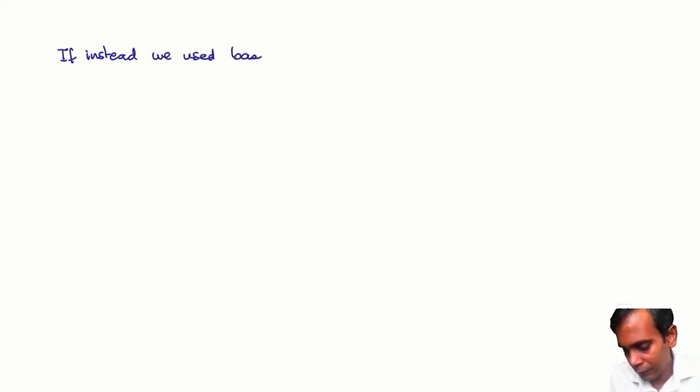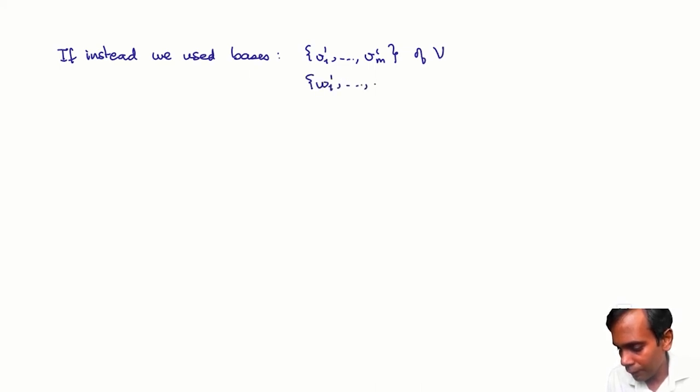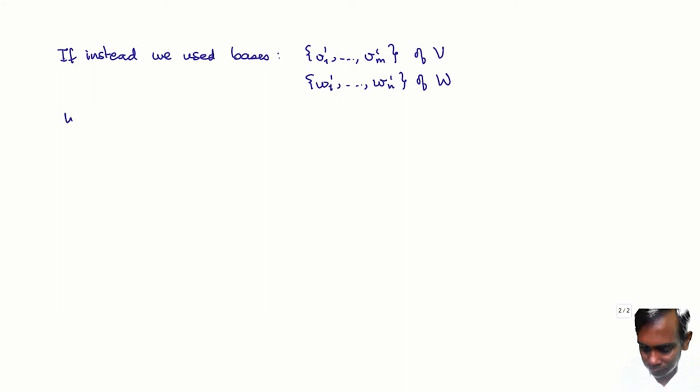Okay, so that's the definition of tensor product, but what happens if we start with a different basis? So if instead we used a different basis, let's say v1 prime through vm prime of V and w1 prime through wn prime of W, then we would get a different notion of tensor product, a priori different notion of tensor product.